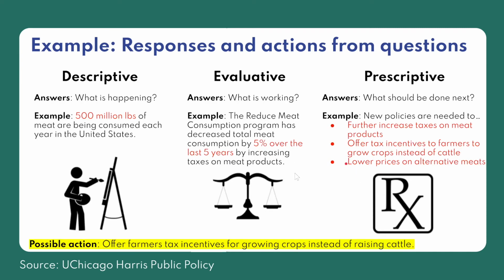What I've listed here is further increased taxes on meat products, maybe offering tax incentives to farmers to grow crops instead of cattle, and lower prices on alternative meats. So a lot of good answers in the chat. A possible action might be focused on offering farmers tax incentives for growing crops instead of raising cattle. Your policy memo would be focused on something like this as a possible action.